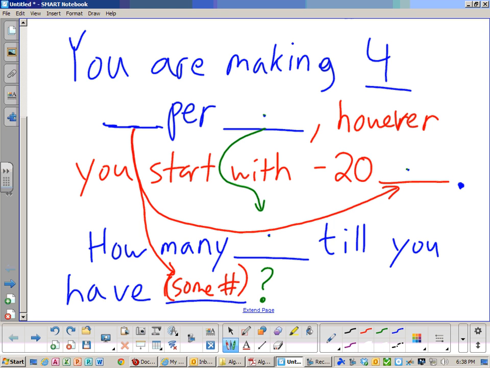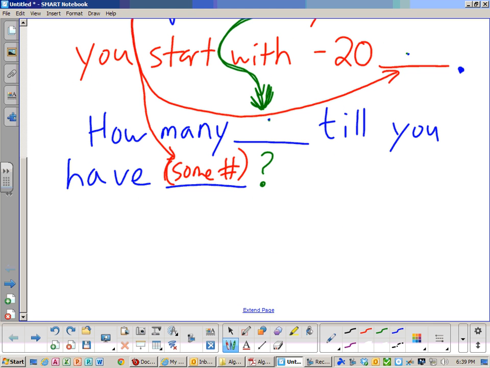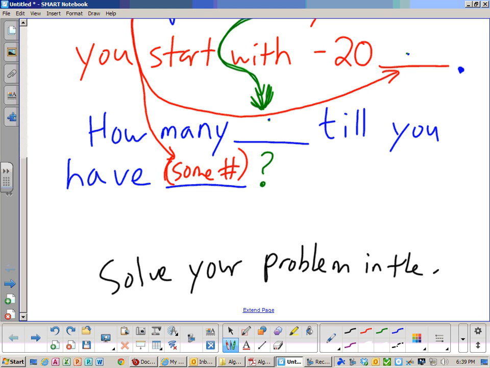How many hours? Don't forget hours, because whatever you write right here should go there till you have some number of steaks. So say till you have 500 steaks and so on. That way you could actually make a problem and solve it. Don't forget also, solve your problem in the end, once you finish writing your problem.